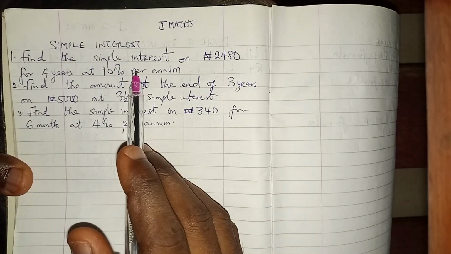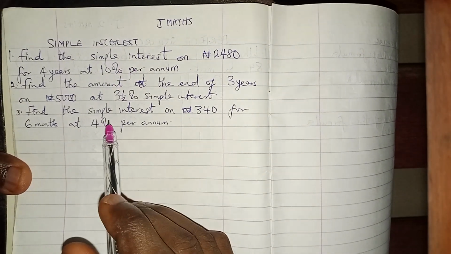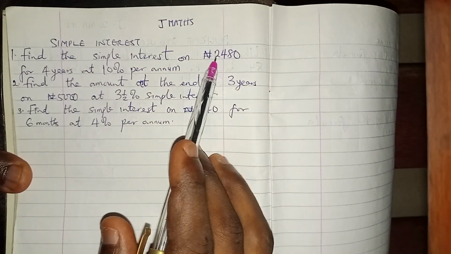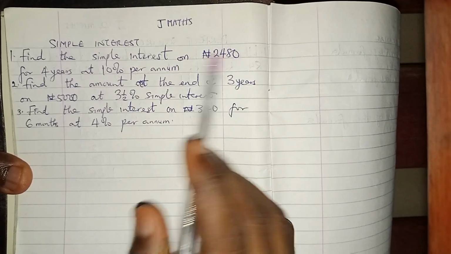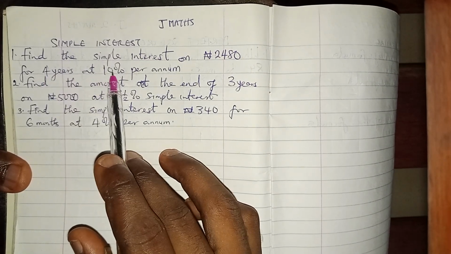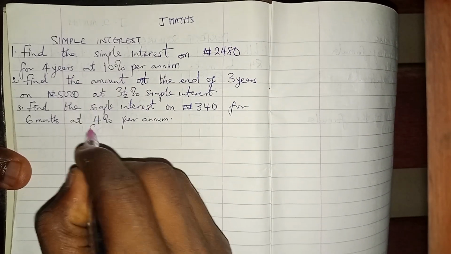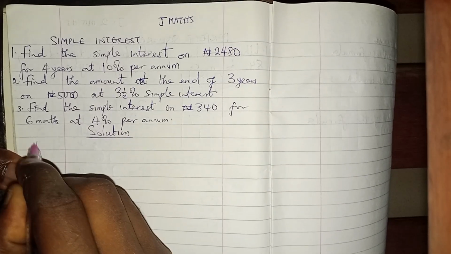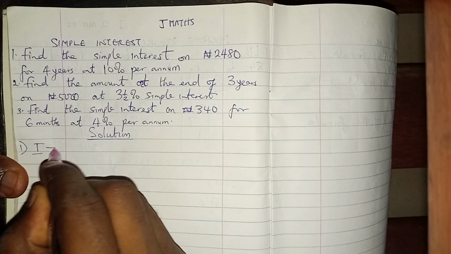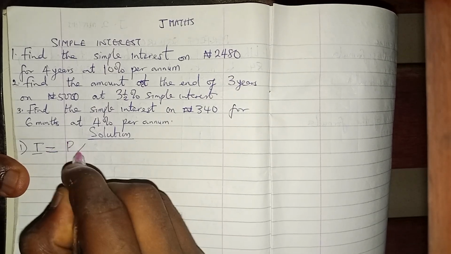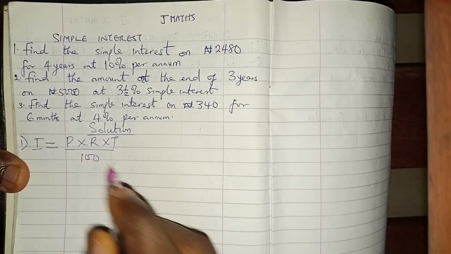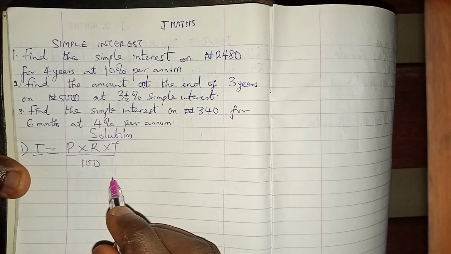Now these are questions on simple interest. The first question says find the simple interest on 2,480 naira for 4 years at 10% per annum. The formula for calculating simple interest: interest is equal to the principal times the rate times the time, all over 100. The 100 comes from the rate, because rate is always in percent.